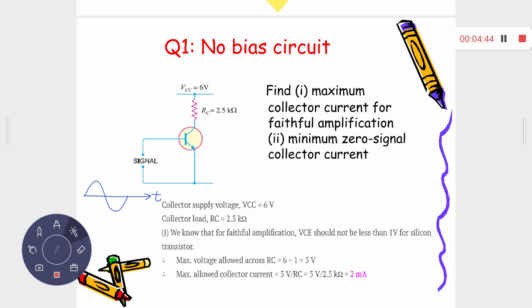Right, for faithful amplification. The second question is the minimum zero signal collector current. That means what? Zero signal means no signal, only bias. So whenever my input level is zero, the fluctuation is zero, then what is the amount of your base current or what is the amount of your collector current? Because beta is not provided.